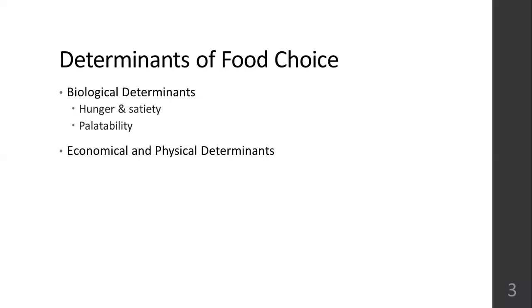Then economic and physical determinants. This is the more financial aspects and also the access to food. First is cost and accessibility. You can have the same amount of nutrients, but it comes with a spectrum of cost. You have cheaper options, you have expensive options. Exotic fruits and all.